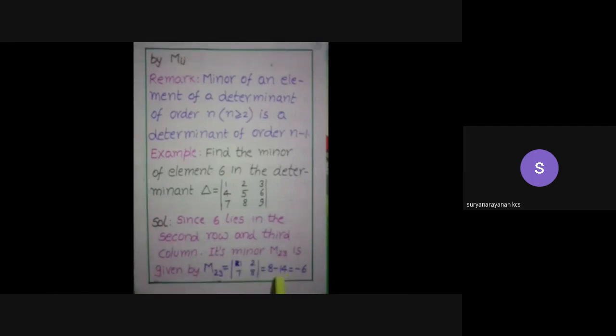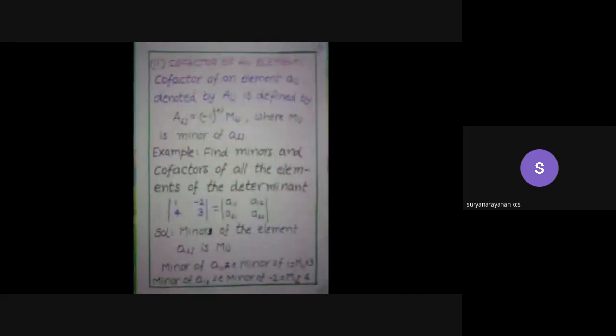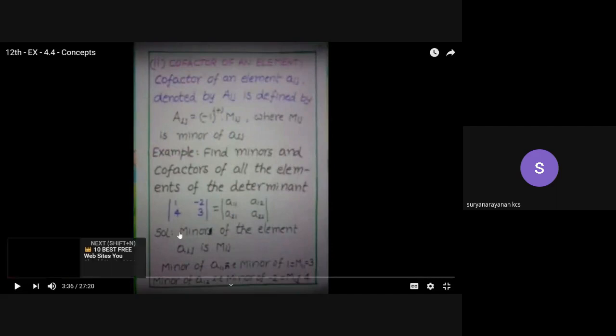Understood, my dear children? Is it clear? Right. That is equal to 8 minus 14. What will you get here? Minus 6. Okay, my dear children? Right. Now come to the next. Understood the concept of minor of an element in the determinant? Is it clear to all of you, my dear children? Minor of an element in the given determinant.